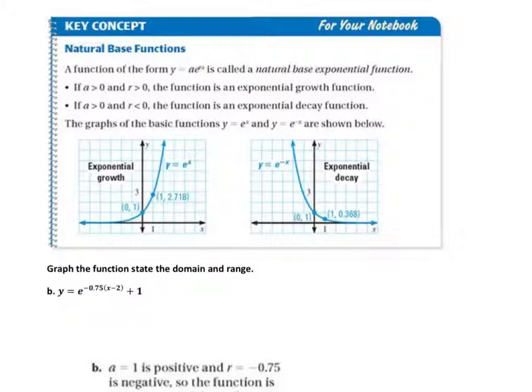It's growth. If a is greater than 0 and r is less than 0, it's exponential decay. So a is always greater than 0, but if r is positive, it's growth. If r is negative, decay. So I look at this. It says, graph the function, state the domain and range.